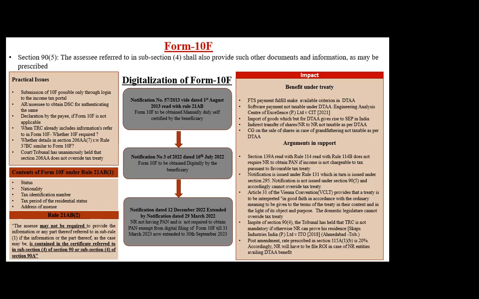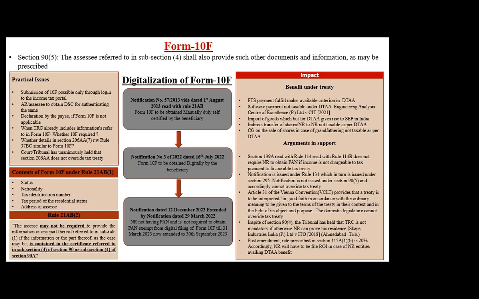Presumably, if we are asking for 10F, we understand that he is chargeable to tax. Then only the 10F requirement has come. Otherwise, the 10F requirement in most cases would not have come at all. In case it is chargeable to tax and we are taking a treaty benefit, then only 10F comes into play. So we say that these two are the practical issues which have to be looked into.